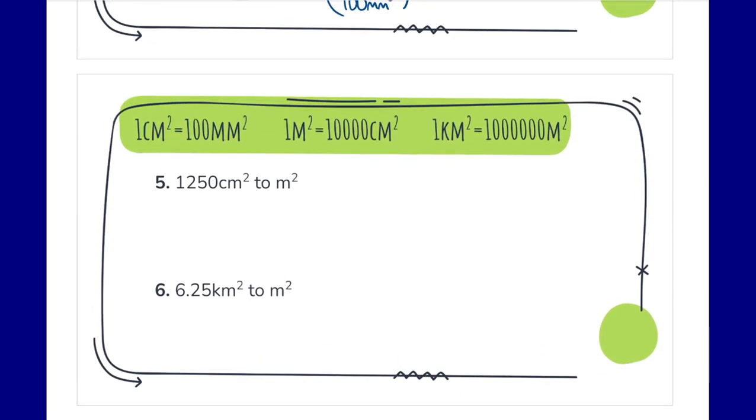Then last two examples, again, it's the exact same idea, exact same format using the unit rates. So units we have multiplied by the units we want, so 1 meter squared divided by 10,000 centimeters squared. So 1,250 divided by 10,000 equals 0.125 meters squared.